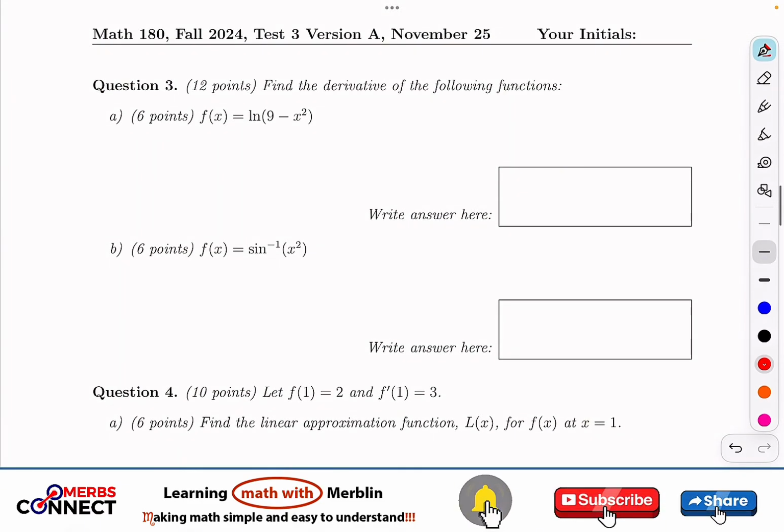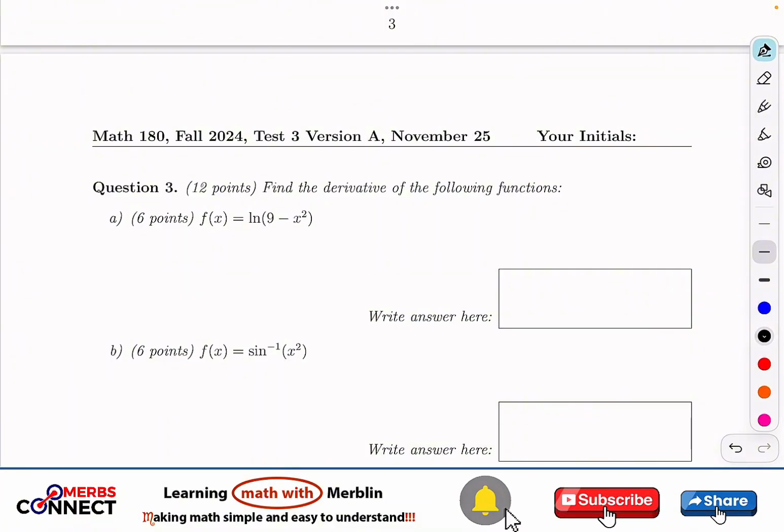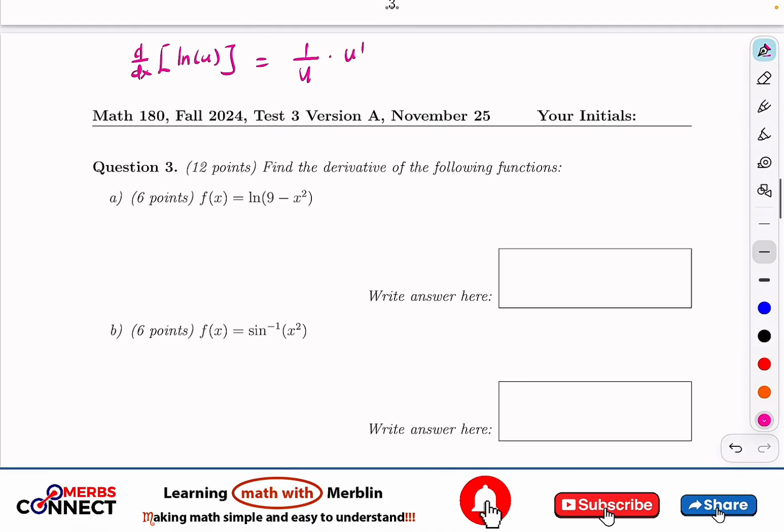Now let's move to question 3. Now question 3, we want to find the derivative of the following functions. So first we have the natural log function here. Now have it in mind that anytime I want to take the derivative of the natural log, I'm going to have d over dx. If it is the natural log of u, then this is equal to 1 divided by u times u prime. So that is the general rule that we need to learn.